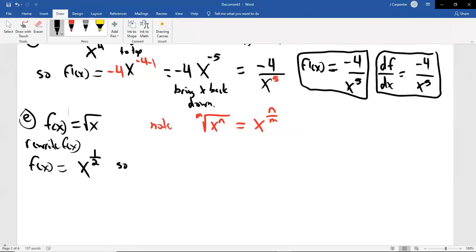So f prime of x equals, take the exponent, bring it out front, 1/2. Take the variable, leave it alone first of all as the variable, but then take the exponent and drop it by 1. So the original exponent was a 1/2, so we're subtracting 1 from it. Uh-oh, fraction math.